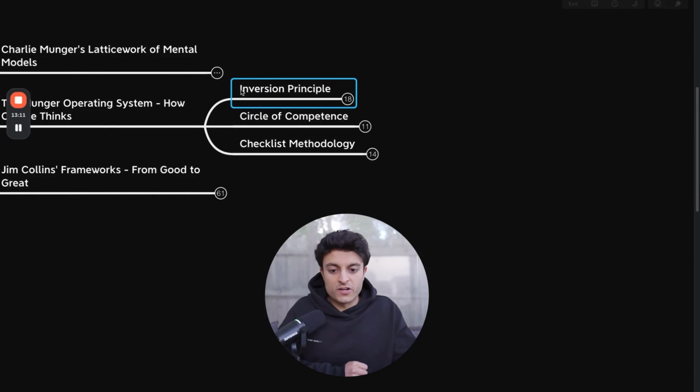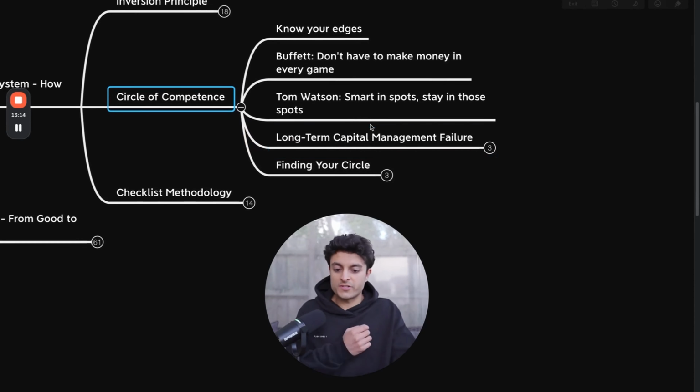Moving on to circle of competence. So, know your edges. This one's a very interesting concept.